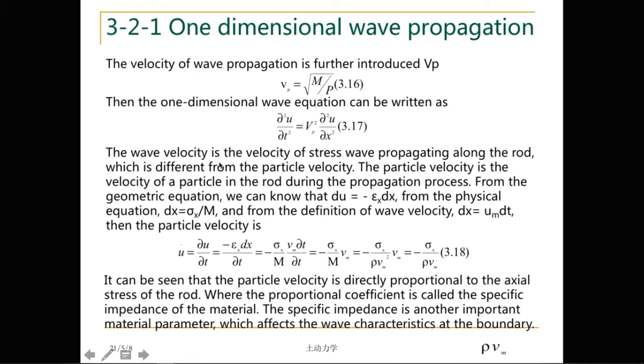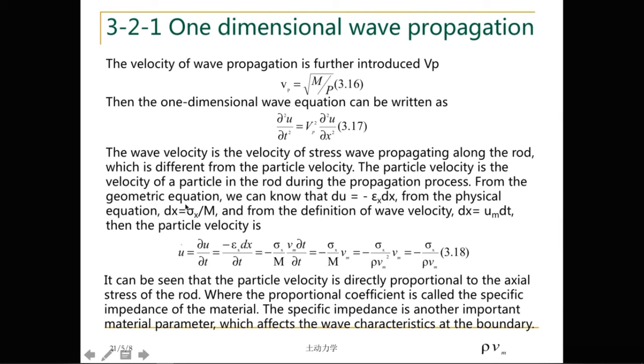The wave velocity is the velocity of a stress wave propagating along the rod, which is different from particle velocity. The particle velocity is the velocity of the particle in the rod during the propagation process.